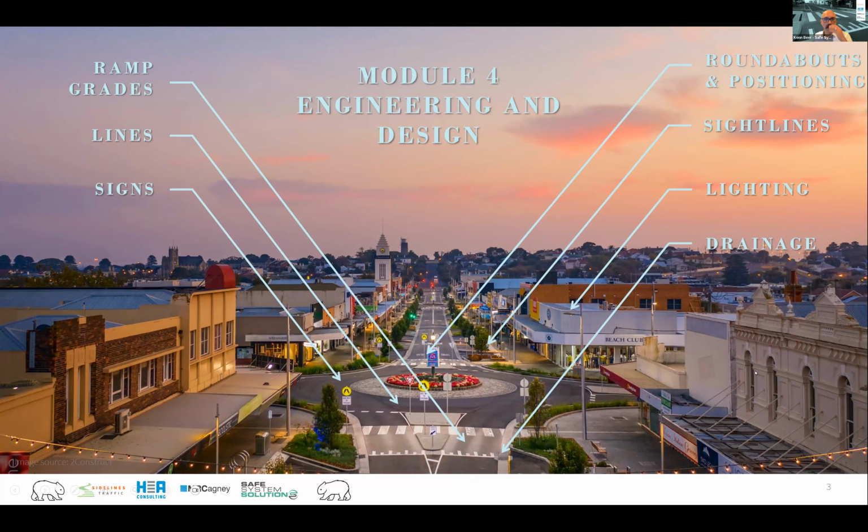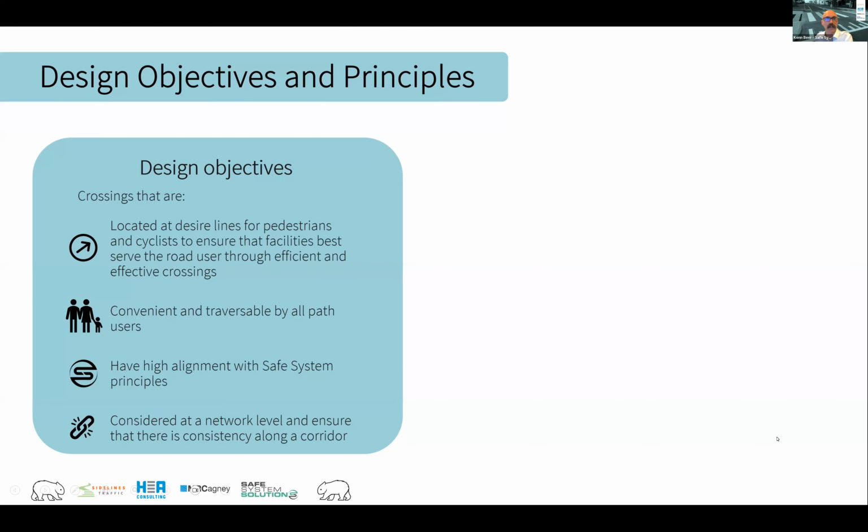That's a nice, lovely picture of Warrnambool in Victoria there, if anybody's interested in where it is. They've done quite a number of raised crossings around roundabouts. I use them for a couple of examples. It's just beautiful down there.